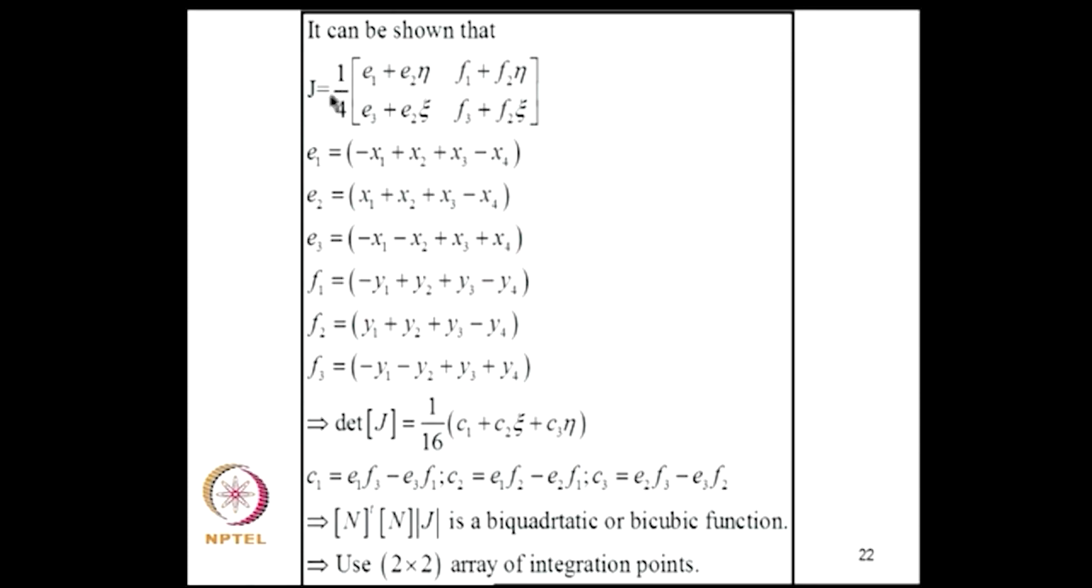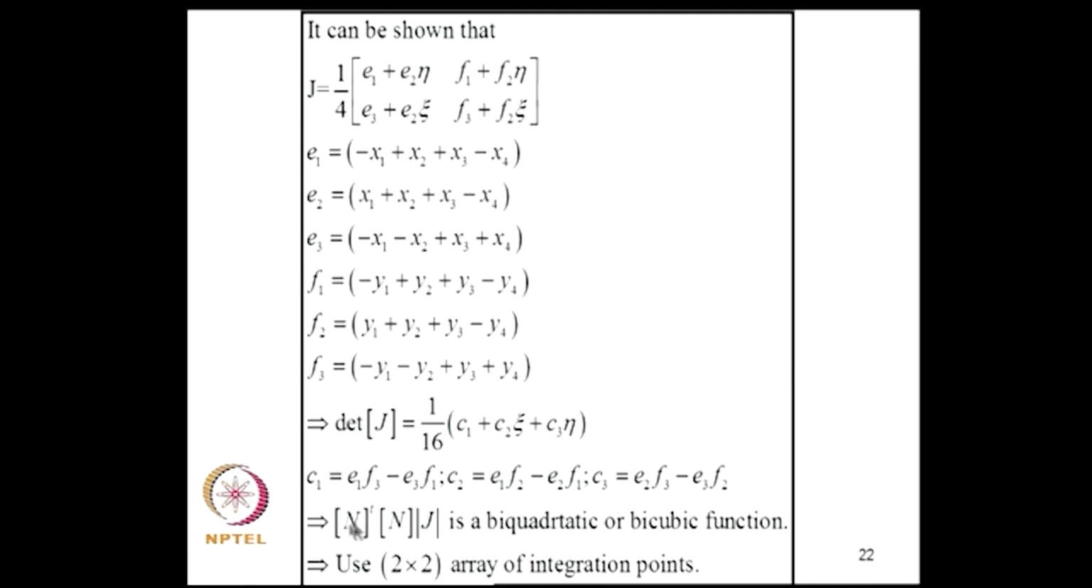If you do this, I get J to be in this form where E1, E2, F1, F2 and F3 are explained here in terms of nodal coordinates. The moment I have this, I can evaluate the determinant of J and it turns out to be this, and interestingly the determinant of J in this case is a linear function of xi and eta. It is precisely this that I wish to determine, then only I will know which order of integration I need to implement. We knew the order of N transpose N because we know the entries in N, so we know what order that product would be, but we did not know what the order of J was. We did not even know whether it is linear or not first of all.